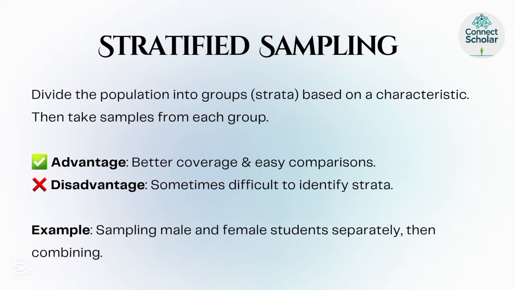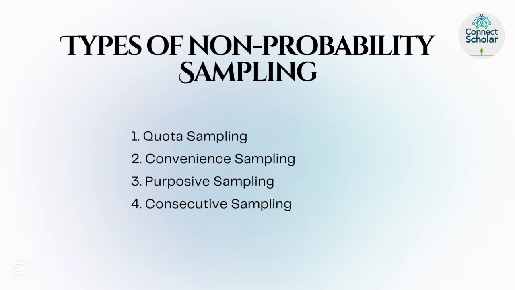Next is stratified sampling. In this kind of sampling, we divide the population into groups or strata based on a characteristic. Then we take samples from each group. For example, dividing the students into groups of males and females. Once these groups are made, we will be selecting students from both the groups and we would combine them as one sample.